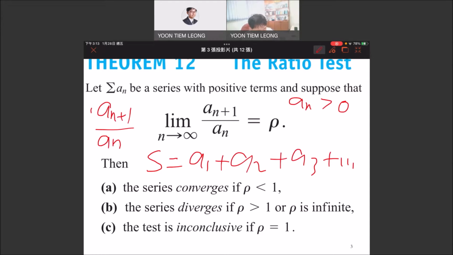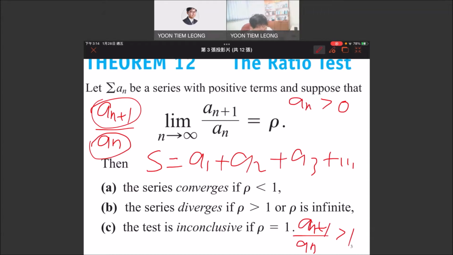If the term a_(n+1) is always smaller than the term before it, it gives you an idea that the sequence will go down, becoming smaller and smaller. On the other hand, if the ratio a_(n+1) over a_n is not less than 1, but larger than 1, it gives you an idea that the next term is always greater than the term before it. So when you go to infinity, you expect the terms to keep on increasing.